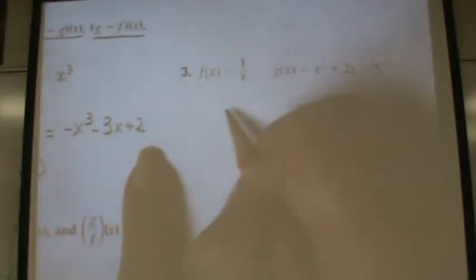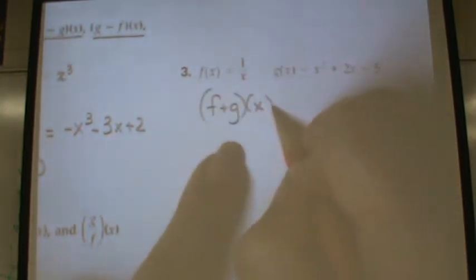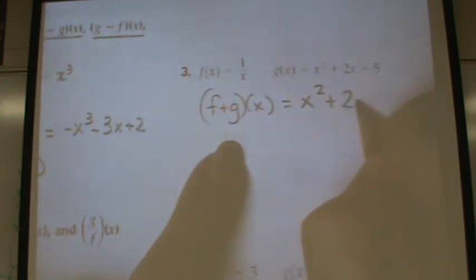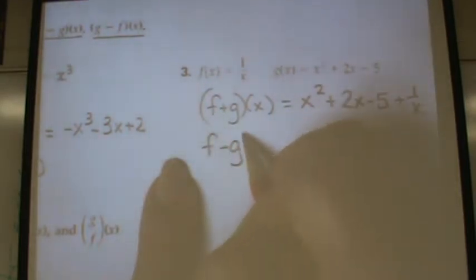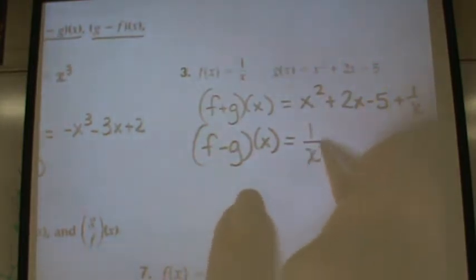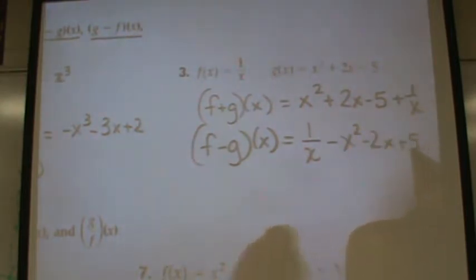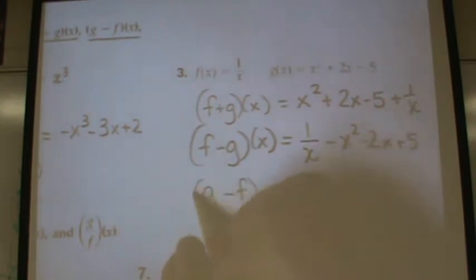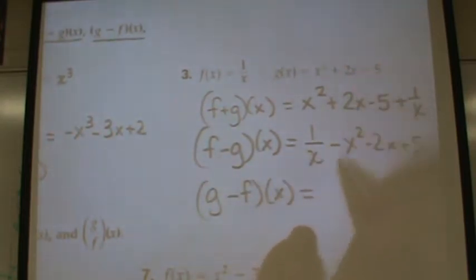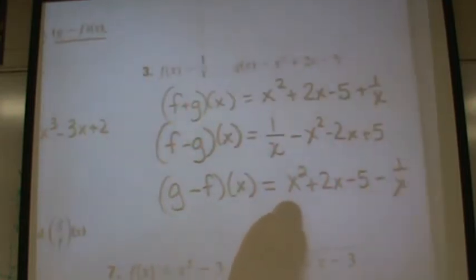For number 3, again, they want you to add the two functions. If you added them, f plus g of x, you simply get x squared plus 2x minus 5, and then plus 1 over x. If you do f minus g, this minus this, you're going to get 1 over x. And I can just do minus, I'm going to distribute the negative, x squared minus 2x plus 5. And the other way, g minus f of x is going to give us x squared plus 2x minus 5 minus 1 over x.